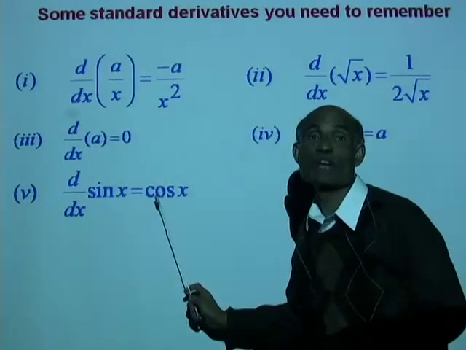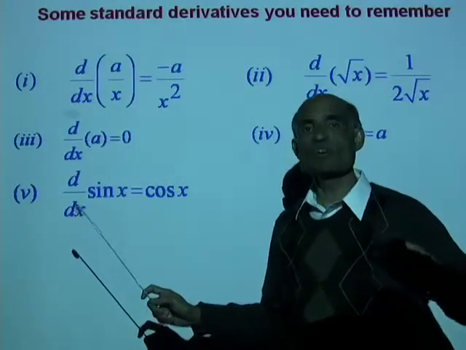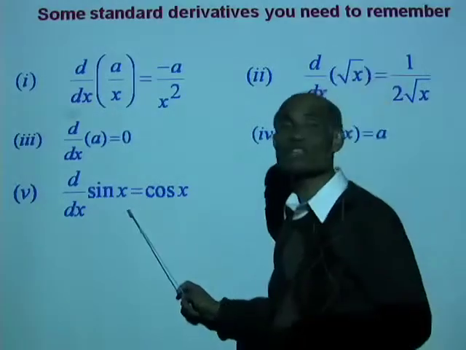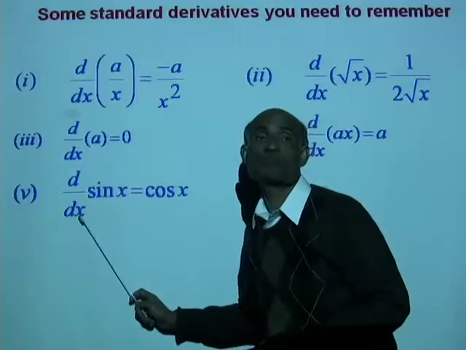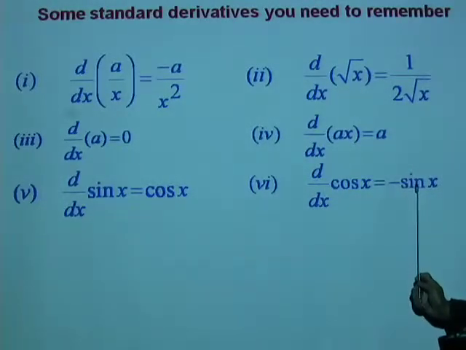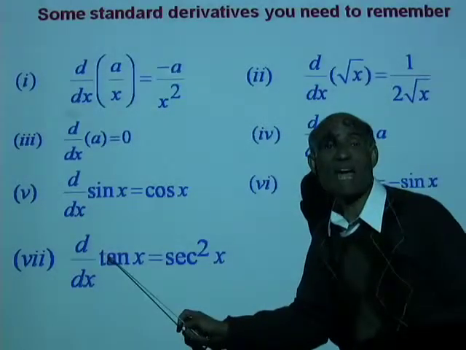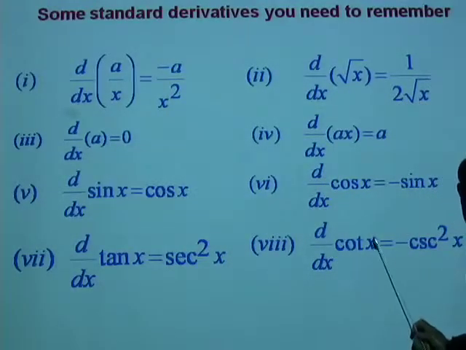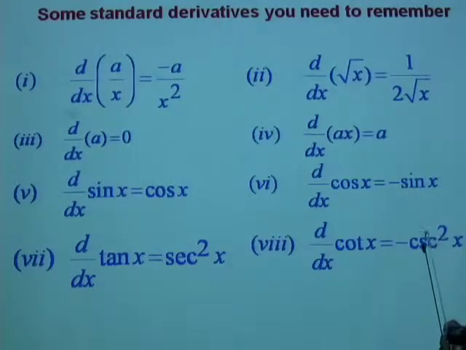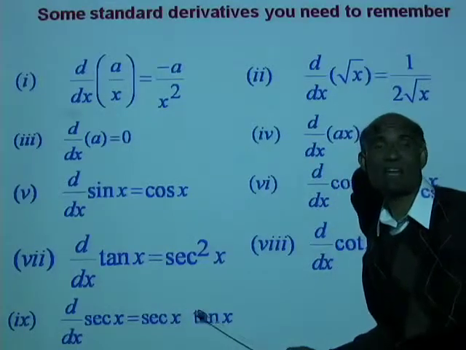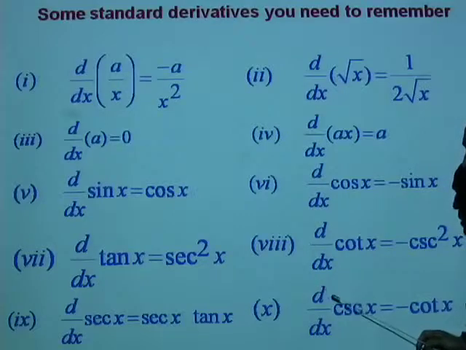And also I want you to learn some of the derivatives of trigonometric functions. I'm not going to prove them to you, but I'm going to give you the results. And these results are going to be used right through the course. So please learn them. The derivative of sine x with respect to x is cos x. The derivative of cos x with respect to x is negative sine x. The derivative of tan x is secant squared x. The derivative of cotangent x is negative cosecant squared x. The derivative of secant x is secant x tan x. And finally, the derivative of cosecant x is negative cot x cosecant x.